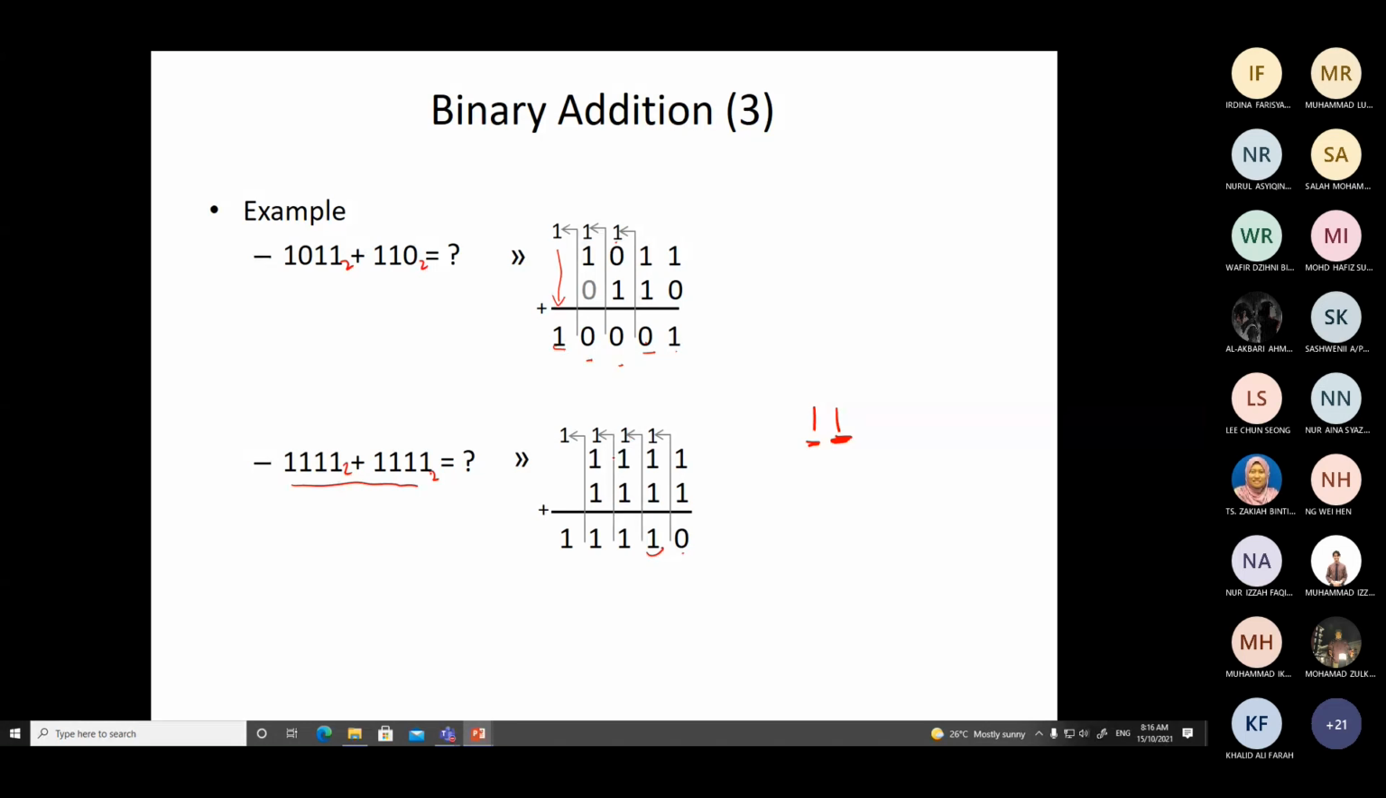The same thing, 1 plus 1 plus 1, which is 3. So 1 here, carry forward 1 here. And then 1 plus 1 plus 1 is 3 again, so 1 and then carry forward. Since there's no digit to add, 1 is the leftmost bit of the result. So what we get is 11110 as the end result.